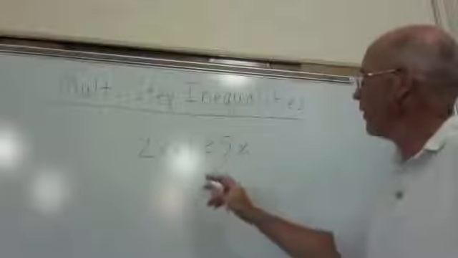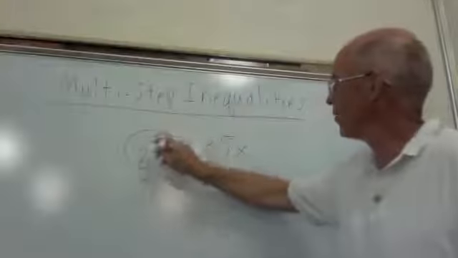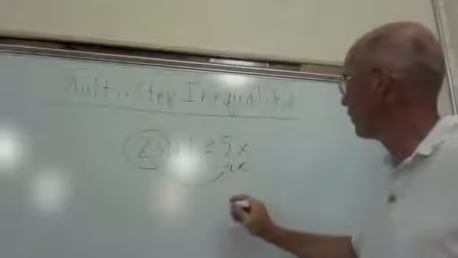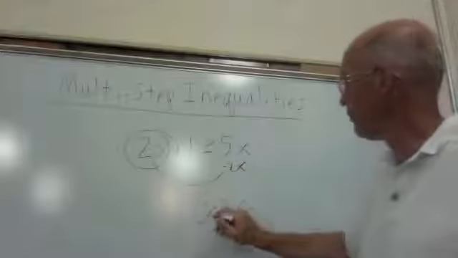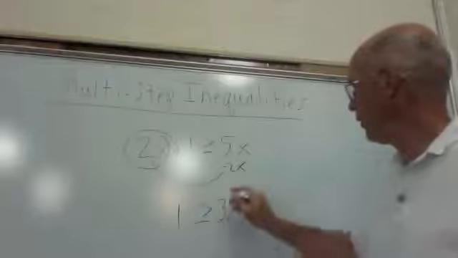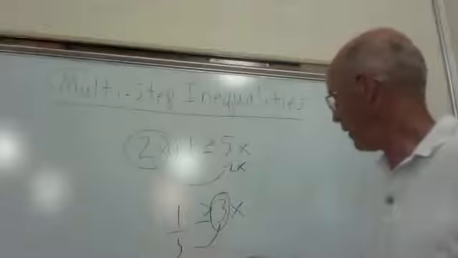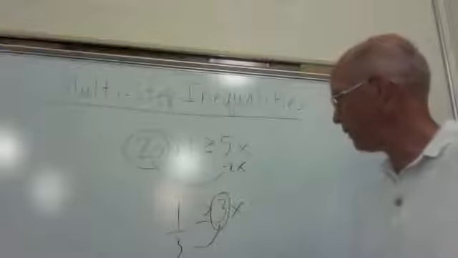My preference always is to move x's so that we have positive numbers, so I'm going to move it that way and subtract 2x. So then we end up with 3x less than or equal to 1, divide by 3, and we get x is less than or equal to 1/3, okay?